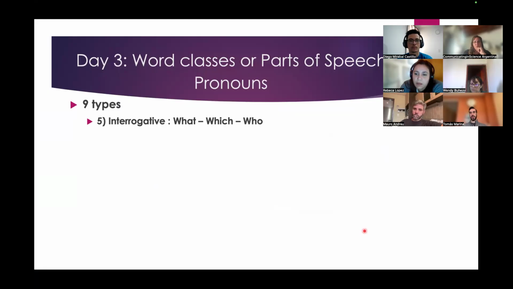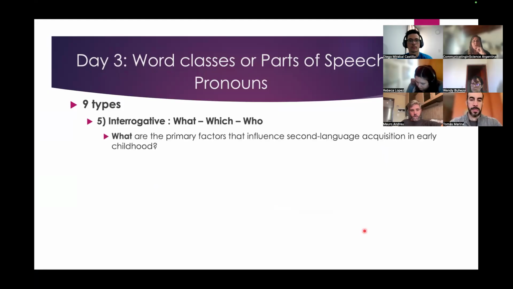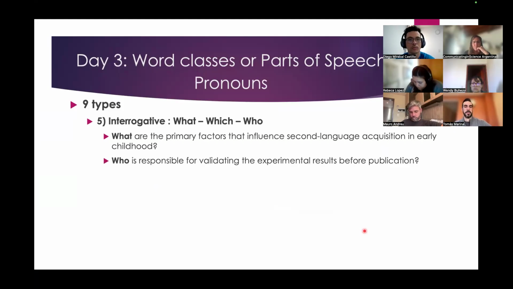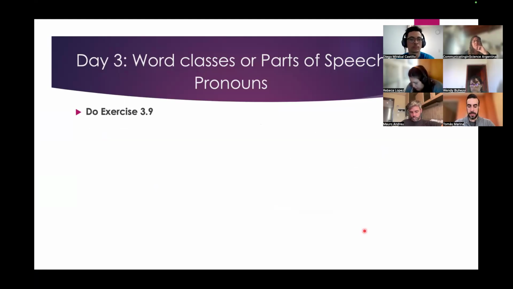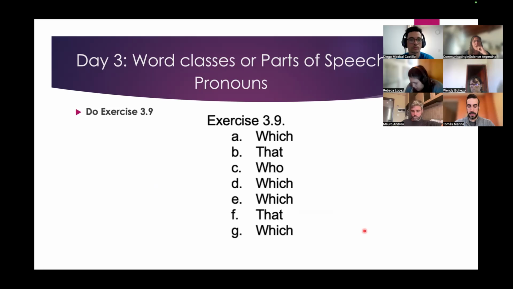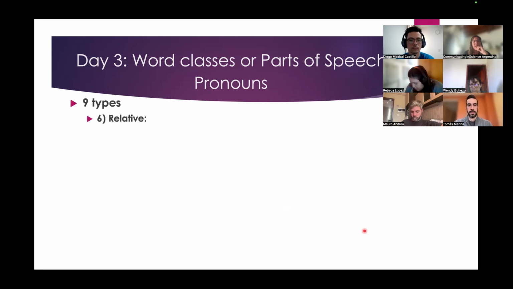Interrogative pronouns. These are a little bit more complicated, but we use them also. And they are some of the words that we saw yesterday with the questions. What are the primary factors? In this case, who is responsible? Which of these? Yeah, we saw all of them yesterday with questions. We are going to skip this also because we are moving into relative.